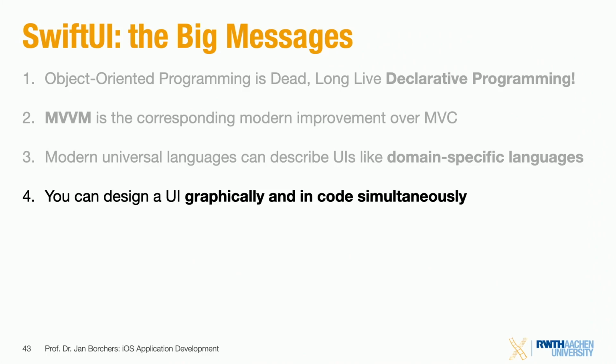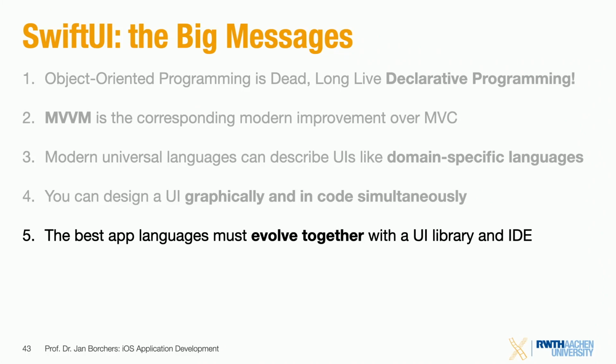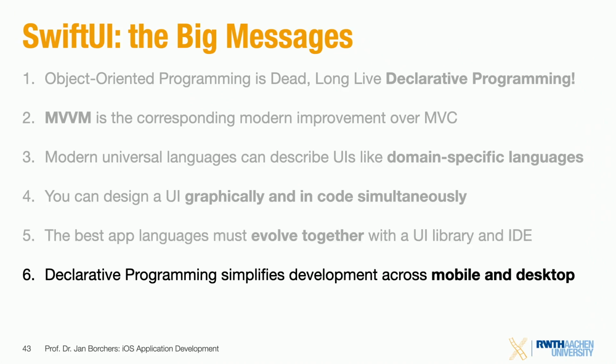You've also seen that the visual editor and the code editor are basically just two sides of the same coin that edit the same UI code, and that the best app languages, as we've seen with Swift here, have to evolve together with the UI toolkit and the IDE. And this is how you end up with really highly efficient environments. I think Visual Studio is another example from Microsoft that takes a similar approach, where these things are married together quite closely.